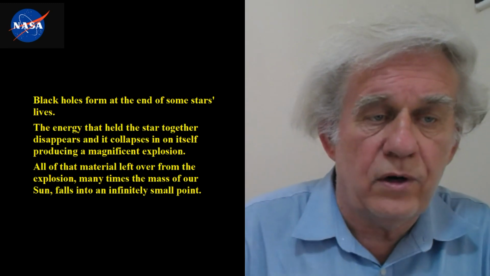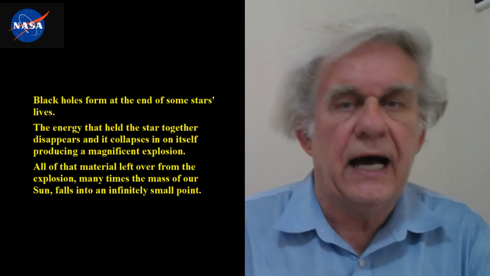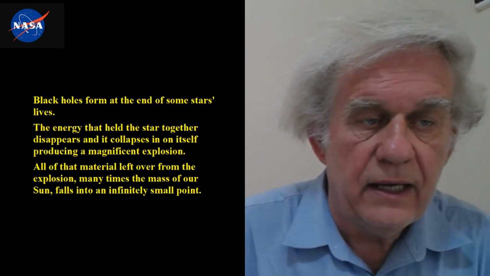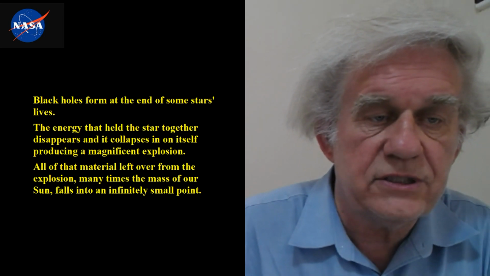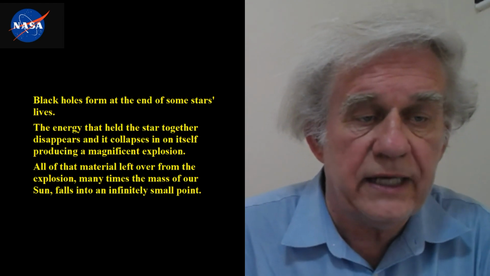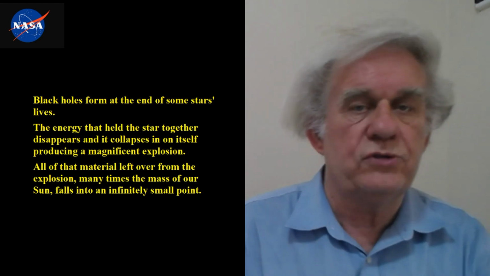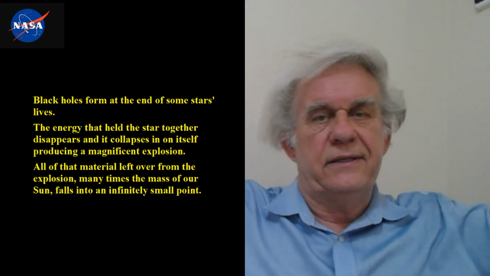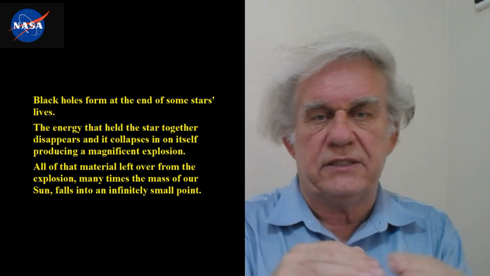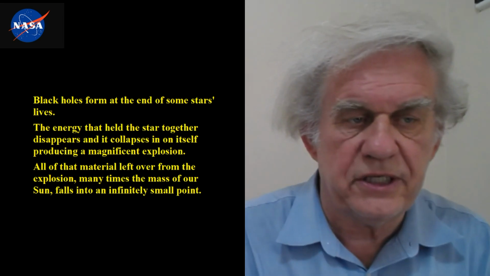Black holes form at the end of some stars' lives. So we're talking about a star, right? It's going to be collapsing on itself. The energy that held the star together disappears and it collapses in on itself, producing a magnificent explosion. Okay, so they're saying it's really an implosion, what they're talking about. It just collapses on itself, right? And it's going to form that singularity.